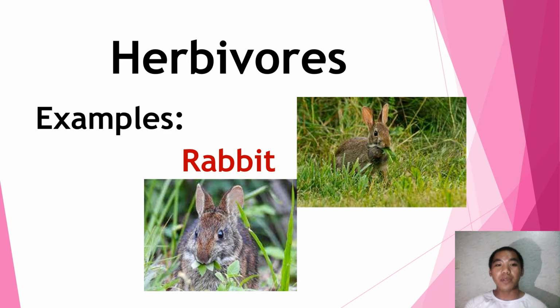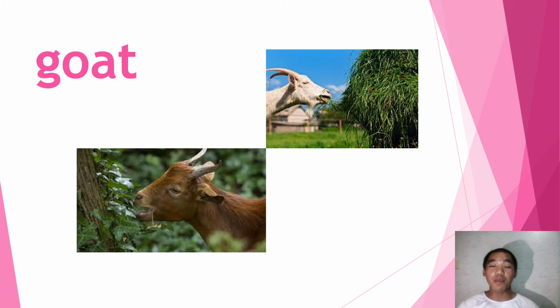These are the examples of herbivores. We have here a rabbit. Why is a rabbit considered a herbivore? Because they eat only plants. They do not eat animals. As I said a while ago, herbivores are animals that eat plants. Another example of herbivores is a goat. Goats eat plants, that's why they are considered herbivores.